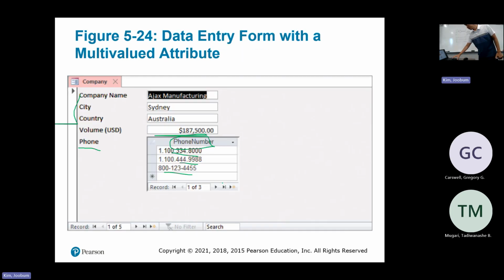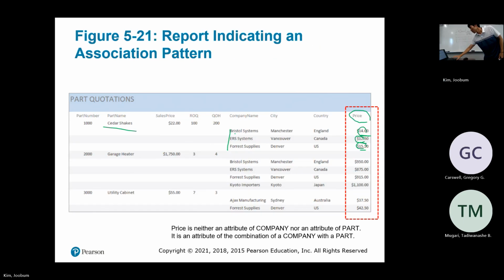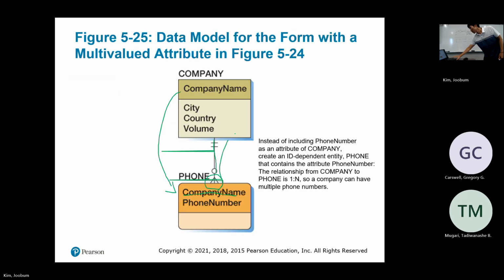In the previous example, the company name is not used in the part entity. So company and part are strong, distinct entities. But in this case, the company name is used in the phone entity. That's why it is a weak entity relationship.